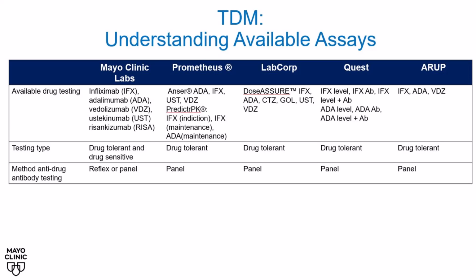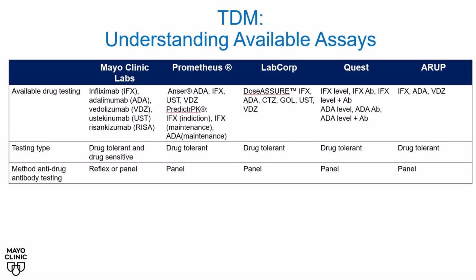And so I put Mayo Clinic Laboratories only because this is what I'm used to using. I used it when I was at the University of Michigan, but I'm also using it now at Mayo Clinic. So we have infliximab, adalimumab, vedolizumab, ustekinumab, and risankizumab antibodies. These are drug tolerant and drug sensitive because we do offer both. And so that's, I think, important to know which one you're ordering. The drug sensitive are obviously where I'm going to give you reflex antibody testing. And then there's drug tolerant, which is where the panel is available. So you're going to get the level and you're also going to be informed about antibodies, which can sometimes be confusing.